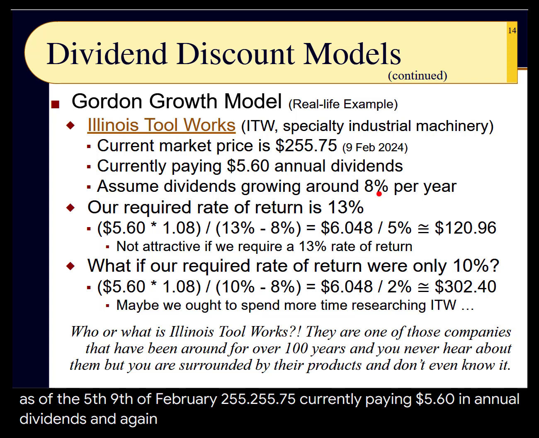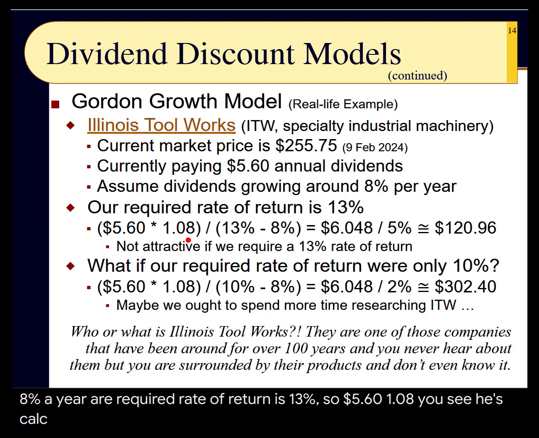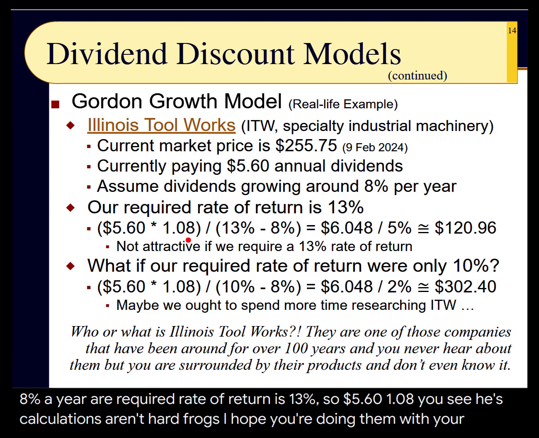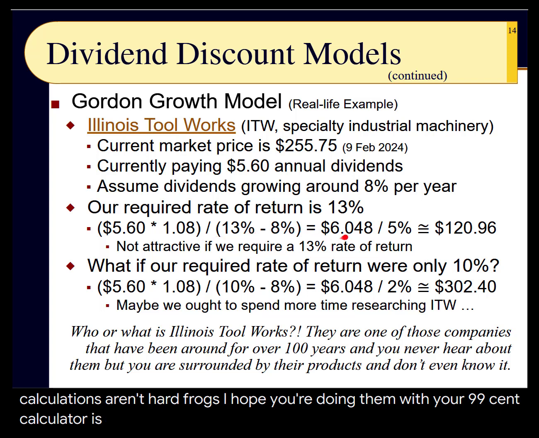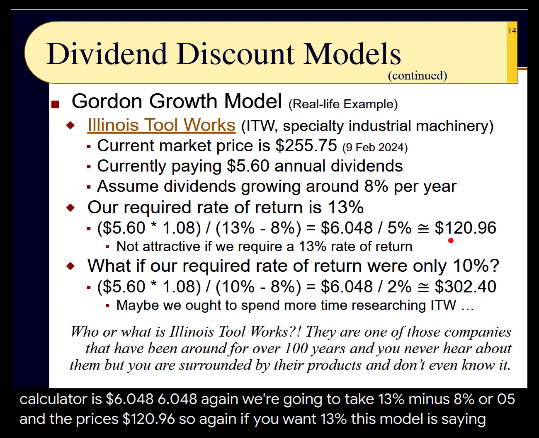And again, let's assume that they're growing their dividends at 8% a year. Our required rate of return is 13%. So $5.60 times 1.08. You see, these calculations aren't hard, folks. I hope you're doing them with your 99-cent calculator. Is $6.048. Again, we're going to take 13% minus 8%, or 0.05, and the price is $120.96. So again, if you want 13%, this model is saying, probably not going to get it.